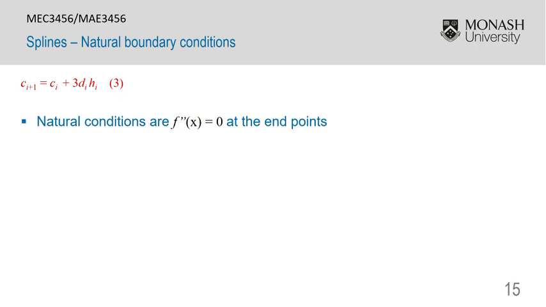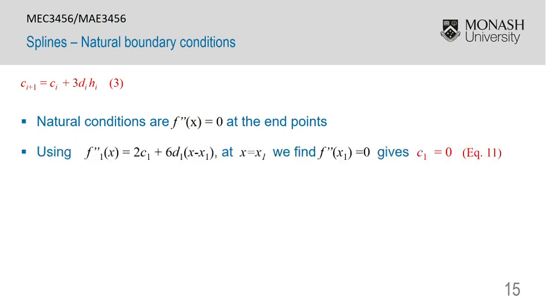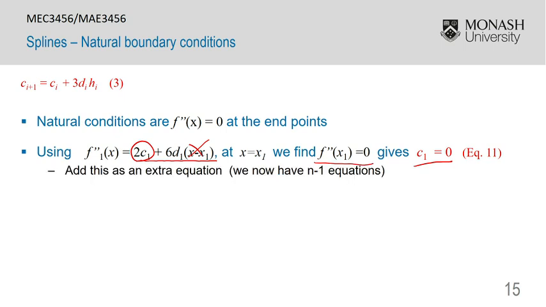So let's have a look first of all at the left-hand side. At the left-hand side, our spline is the first spline, f1, and its second derivative is given by that expression there. And if we substitute x is equal to x1 into this, and we enforce that the second derivative of f1 equals 0, this automatically gives us that C1 is equal to 0 from this term here, and that one drops out. So C1 equals 0 is a new equation, and indeed that's what we can add as an extra equation on the first row of the matrix, and that now means we have n-1 equations.